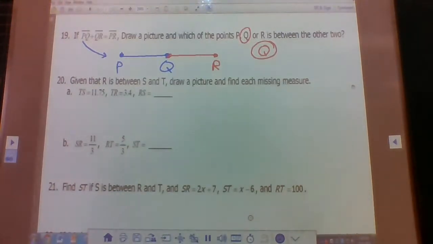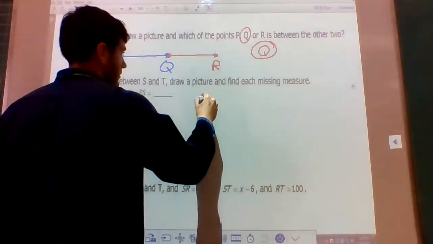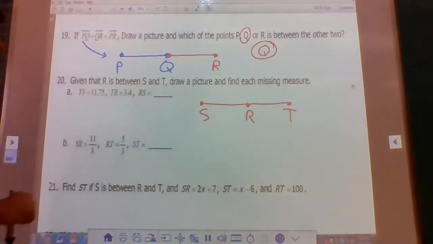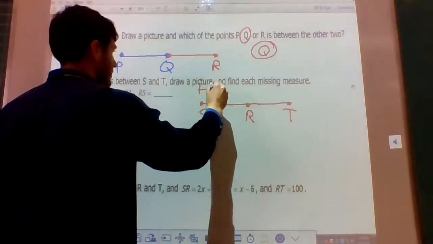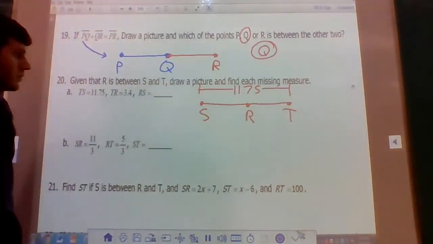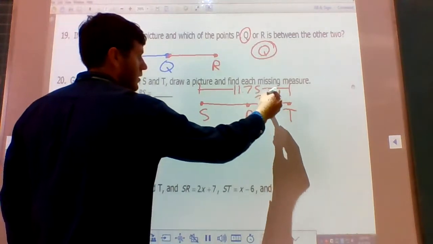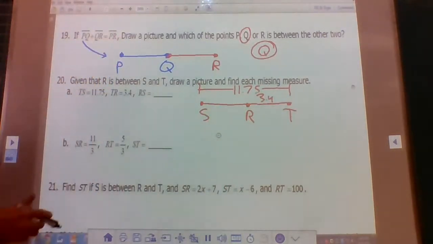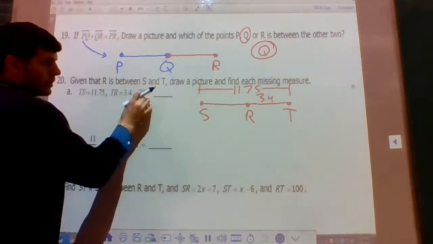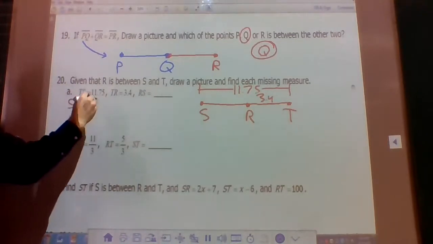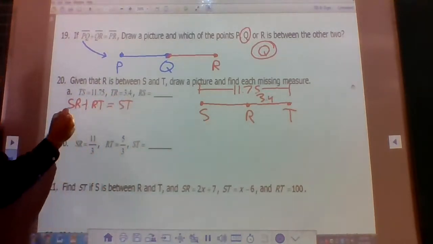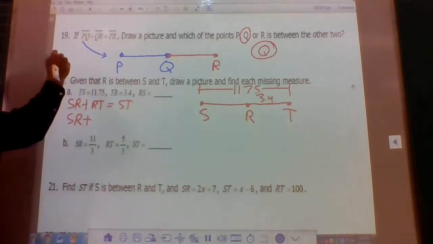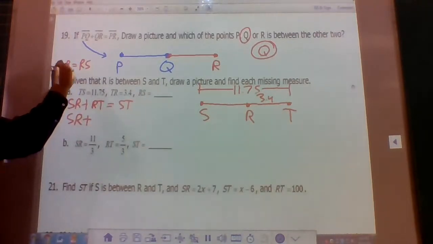Given that R is between S and T, draw a picture and find each of the missing sides. So given that R is between S and T, we know that TS, the whole thing here, is going to be 11.75. And we know TR is 3.4. And we're looking for SR. So first piece here is SR, RS, it doesn't matter which way you write it. I'm just going to write it SR. Plus RT equals ST. TR and RT are the same thing, right? So SR equals RS and ST equals TS.